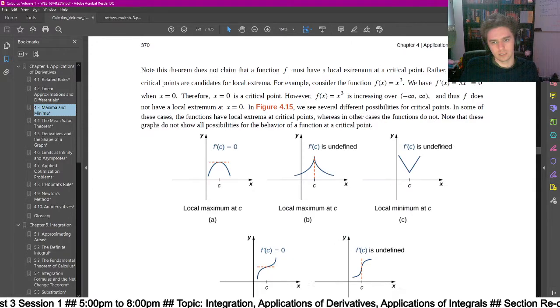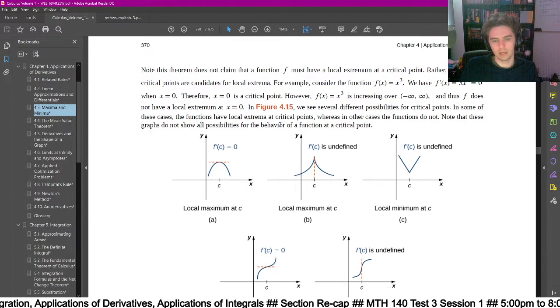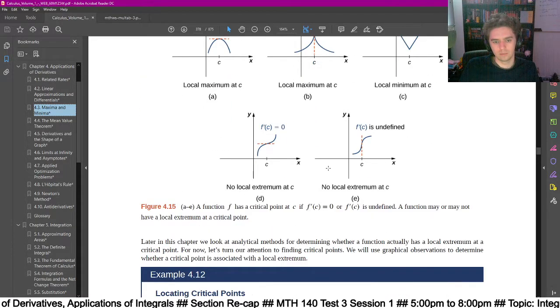What about these things? Note that these graphs do not show all possibilities. We see several possibilities for critical points. In some of these cases, the function has local extrema at critical points, whereas in others the functions do not.